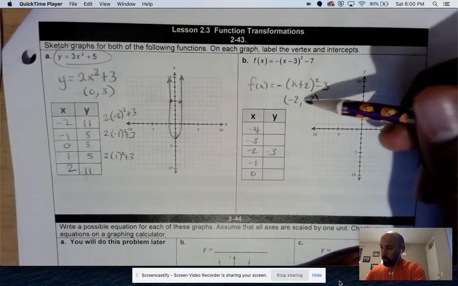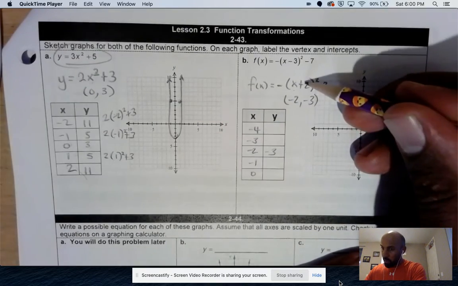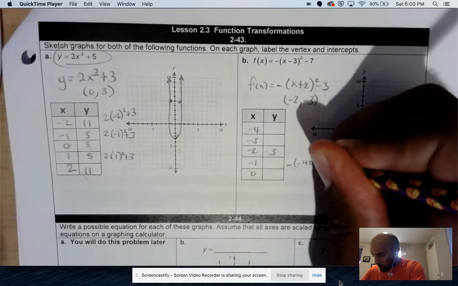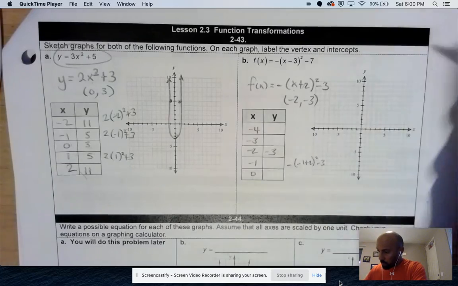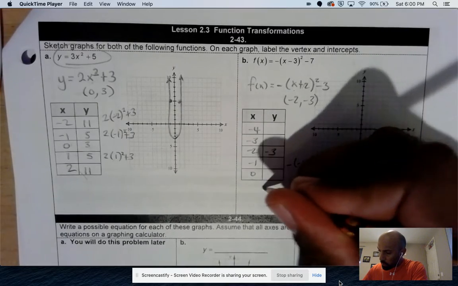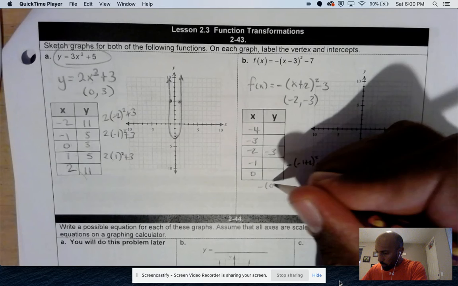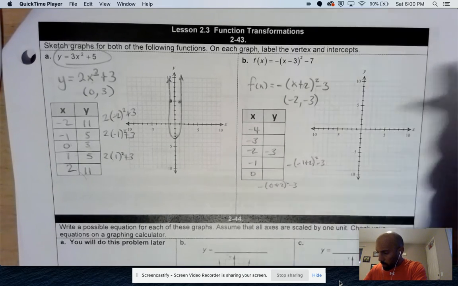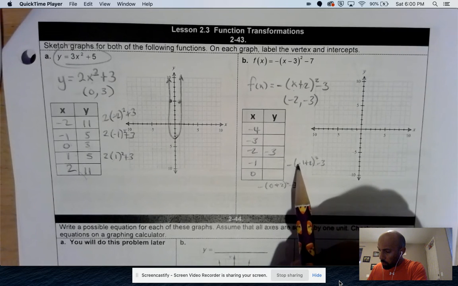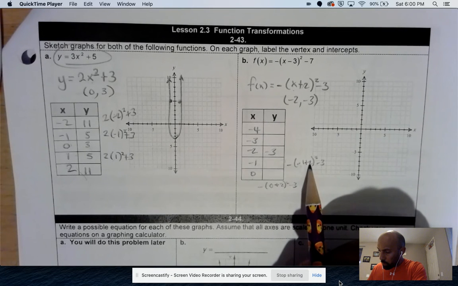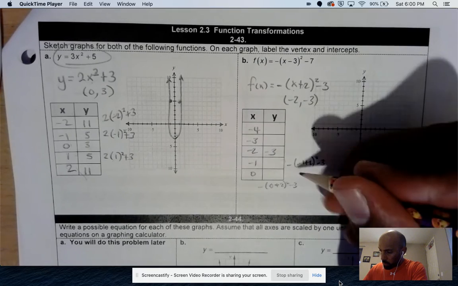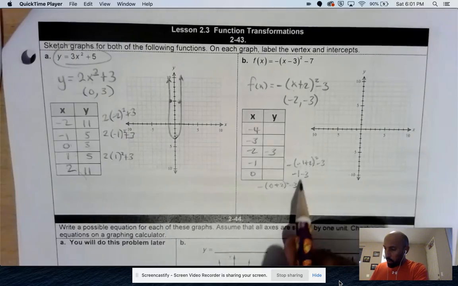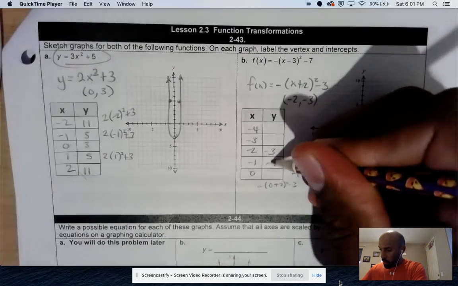Okay, so now, again, let's finish this. Now I'm going to plug in -1 to that function there. So -1 plus 2 squared minus 3. And then here, this would be negative. And then we plug in 0. So I'm just setting them up. Okay, so here, this would be -1 plus 2. That's 1. 1 squared is 1. But then I have to multiply by this negative. And then -1 minus 3 is -4.